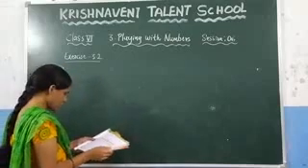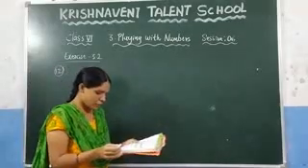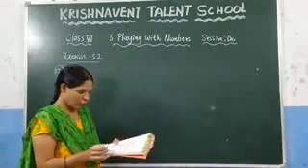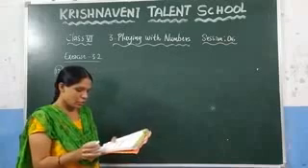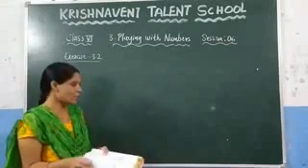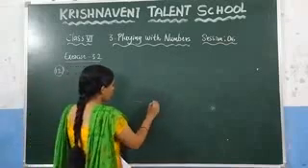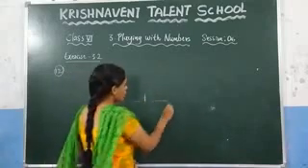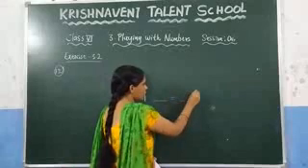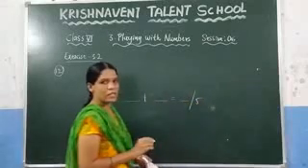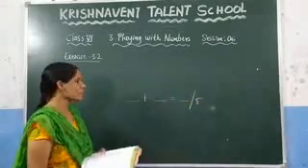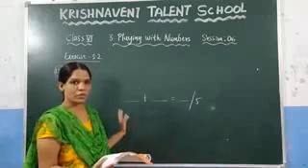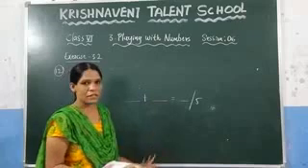Here, what's the 12th question given here? Write three pairs of prime numbers less than 20 whose sum is divisible by 5. What's the question given here? You need to write two prime numbers, and if you add those two prime numbers you will get some result, and that result should be divisible by 5. That is the condition they have given here, and the numbers should be less than 20.